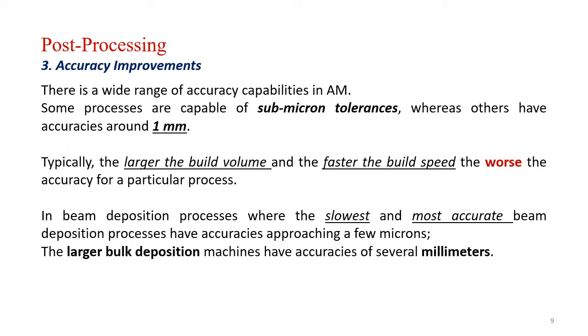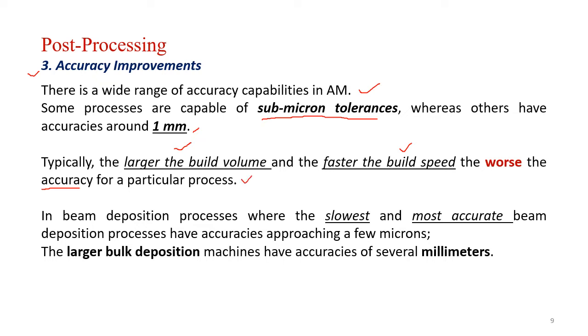Next comes the accuracy improvements. There is a wide range of accuracy capabilities in the case of AM. Some processes are able to have a capability of sub-micron tolerance, whereas others have accuracy around 1 mm. In the maximum stage we can see there is a micron level tolerance, but when compared to CNC machines, these tolerances are not too good. Typically for large build volumes and faster building speed, we get not so good accuracy. Particularly, the accuracy is worse when compared to a CNC process.